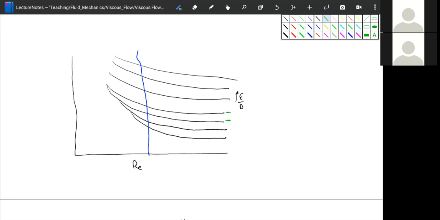It rarely happens that you get the exact E over D that you need on this chart. And you can come up through here and follow the general shape of these curves until you hit your Reynolds number line, and then you go straight across from that intersection.